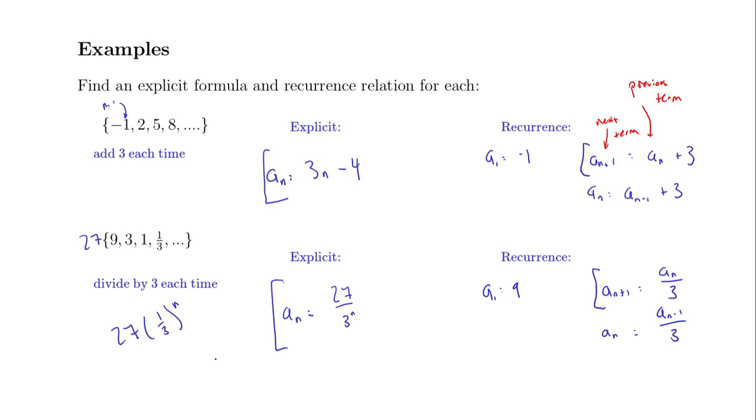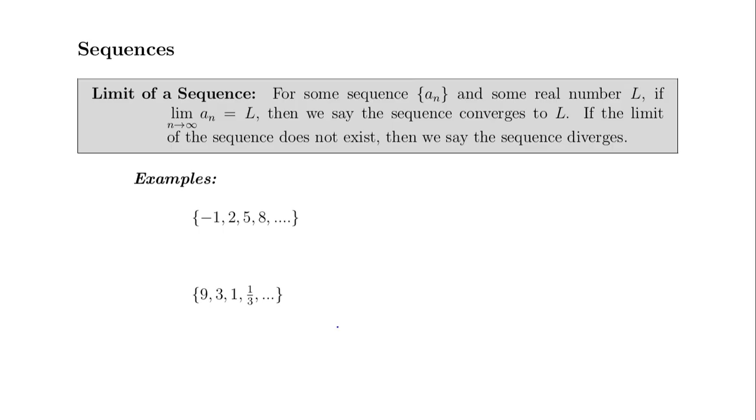Try and notice those patterns: when it looks like you're just adding something constantly every time, that's really probably a product in the explicit formula. And when you're multiplying or dividing something constantly over and over again, that's probably an exponential in your explicit formula.